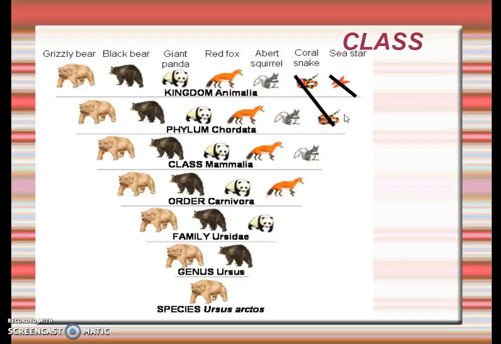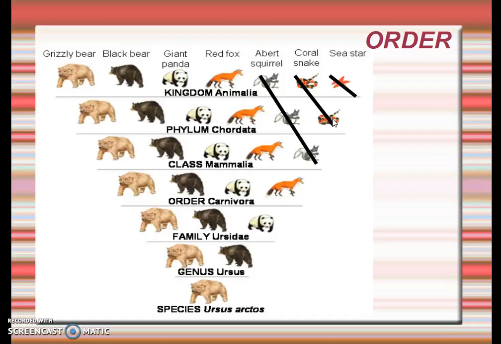Next is class. For class, it's Mammalia, which is mammals. Do they have fur? Do they give live births? Do they produce milk? Well, yes, and yes. Wait, the snake didn't make it. These all have fur and they give live births, but a snake doesn't have live birth. So the next is order.